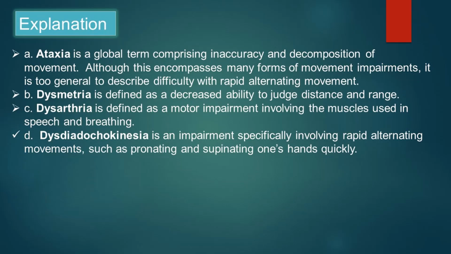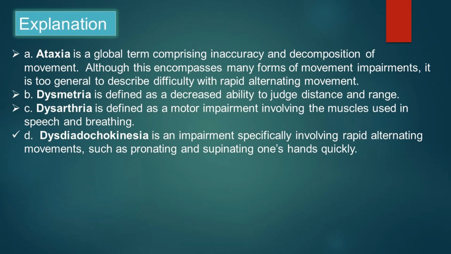And here we have the explanation. Ataxia is a global term comprising the inaccuracy and decomposition of movement. Although this encompasses many forms of movement impairments, it is too general to describe difficulty with rapid alternating movement. Dysmetria is defined as a decreased ability to judge distance and range, and dysarthria is defined as a motor impairment involving the muscles used for speech and breathing. On the other hand, dysdiadochokinesia is an impairment specifically involving rapid alternating movements, such as pronating and supinating one's hand quickly.